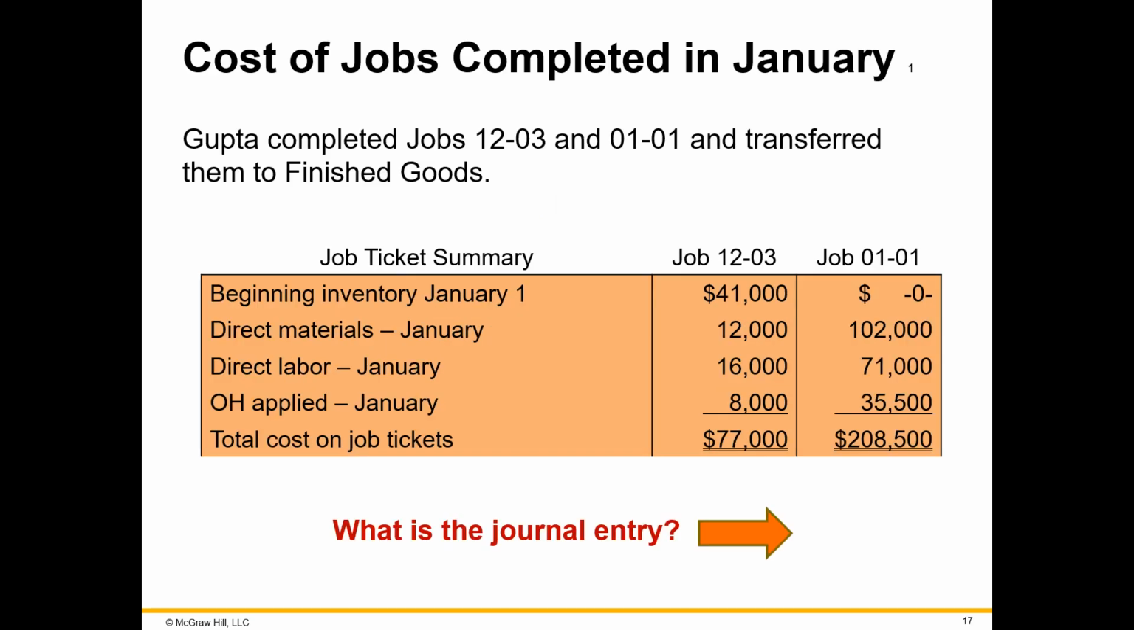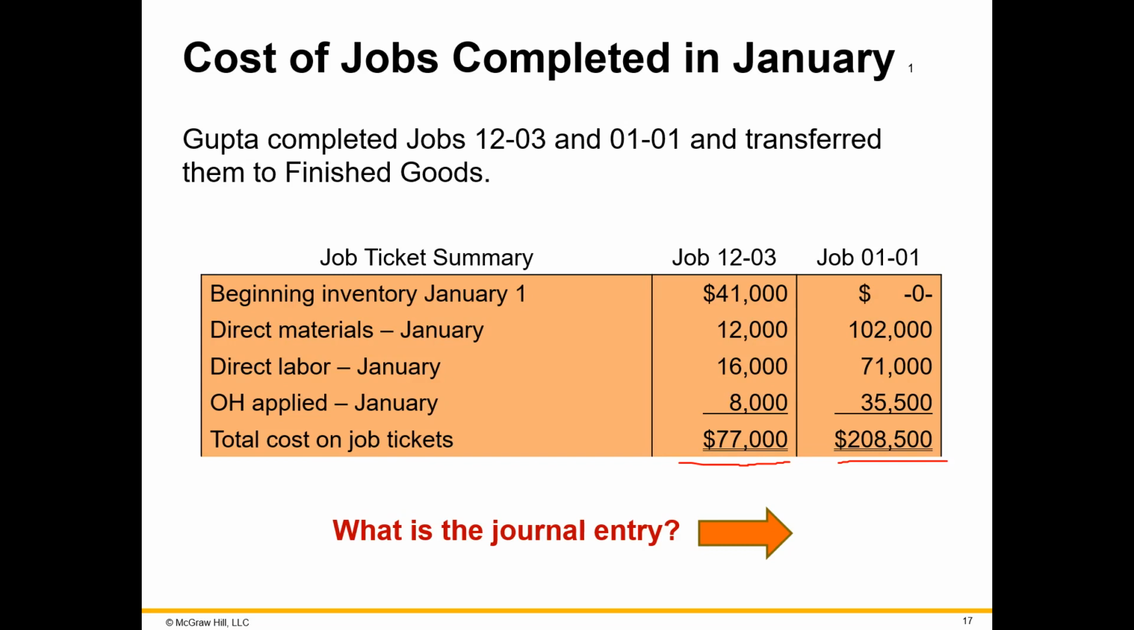So we continue with our example. Gupta finished jobs 1203 and 0101 and transferred them to finished goods. So the total cost of job 1203 was $77,000, and the total cost of job 0101 is $208,500. So these amounts are in our work in process inventory and now we're transferring them to finished goods.